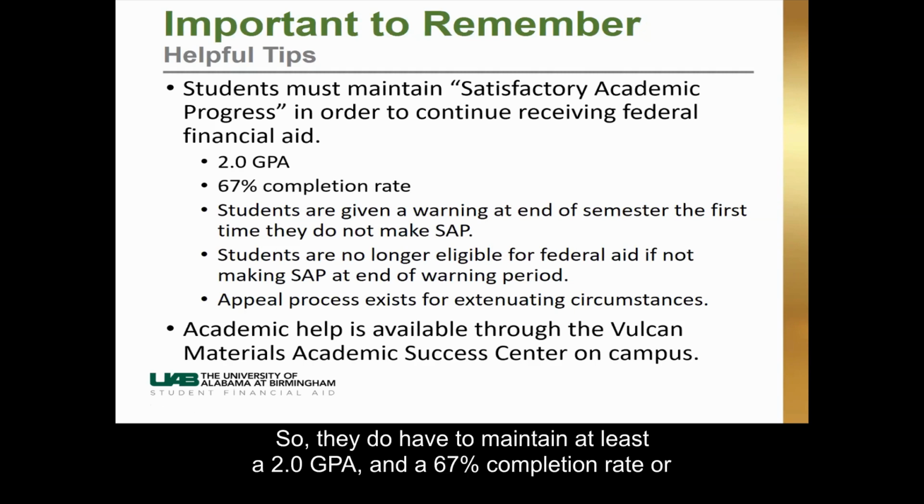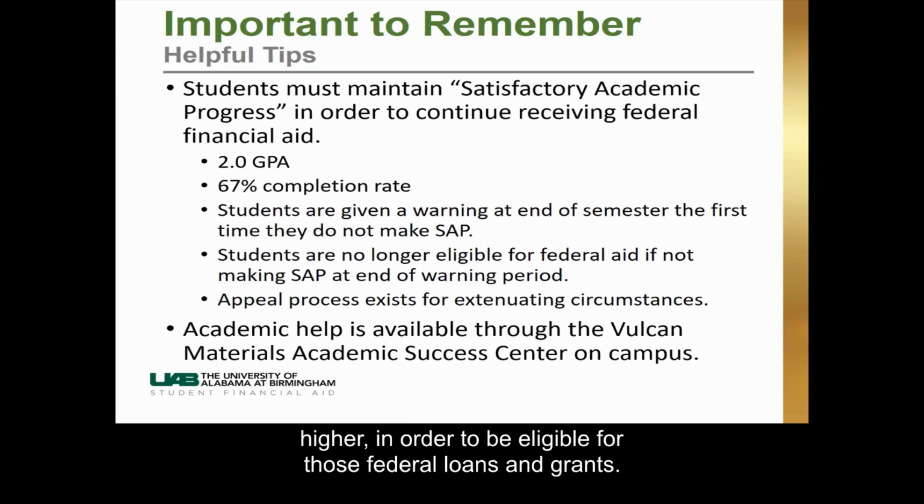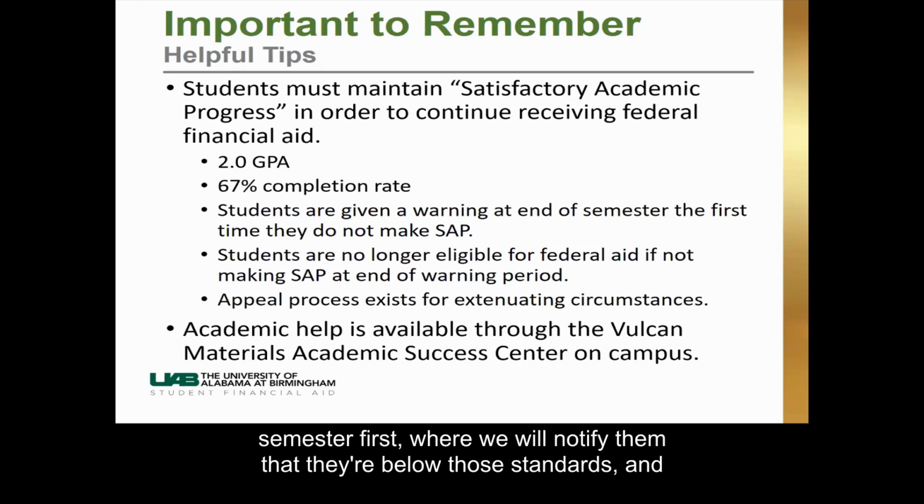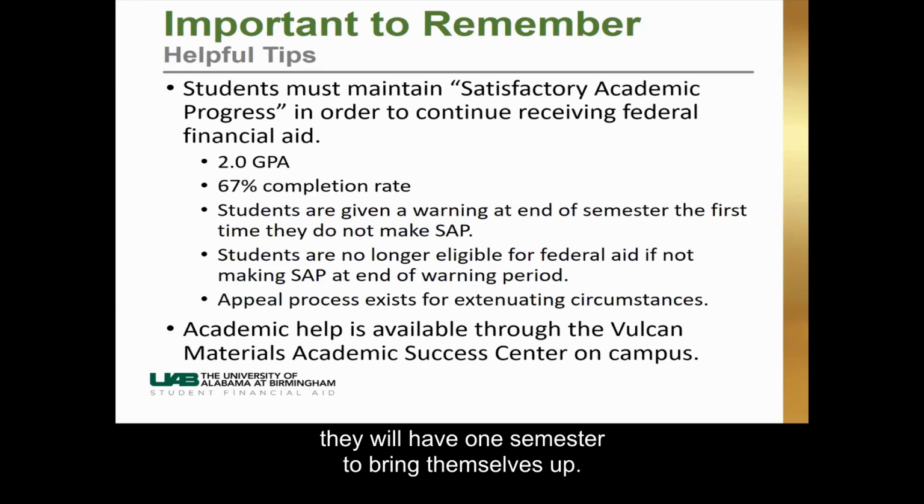So they do have to maintain at least a 2.0 GPA and a 67% completion rate or higher in order to be eligible for those federal loans and grants. If they drop below one or both of those standards, they will have a warning semester first, where we will notify them that they're below those standards and they will have one semester to bring themselves up.